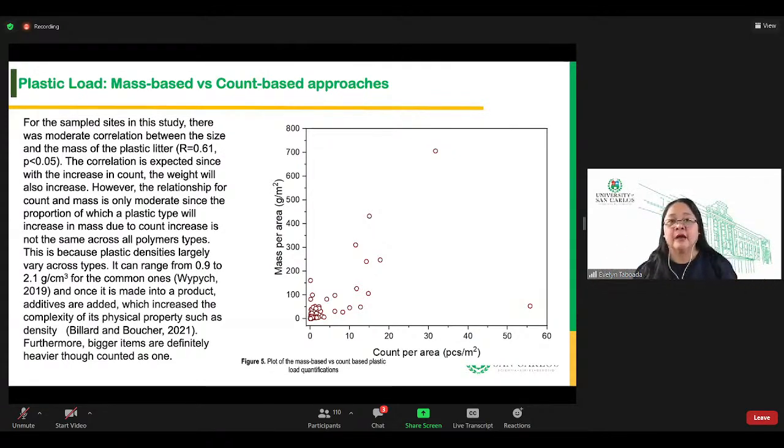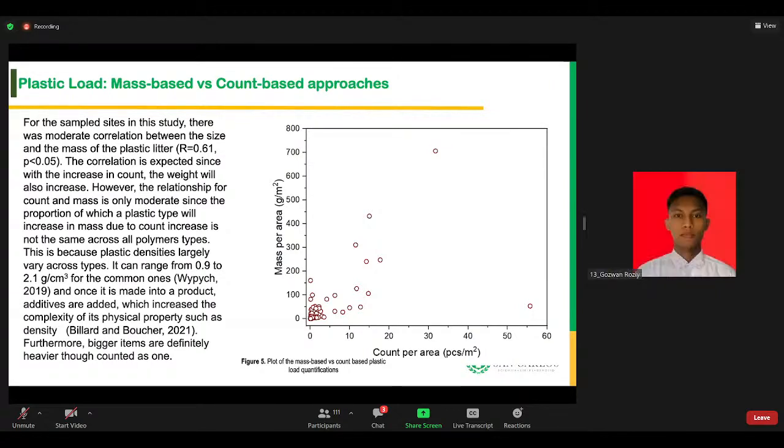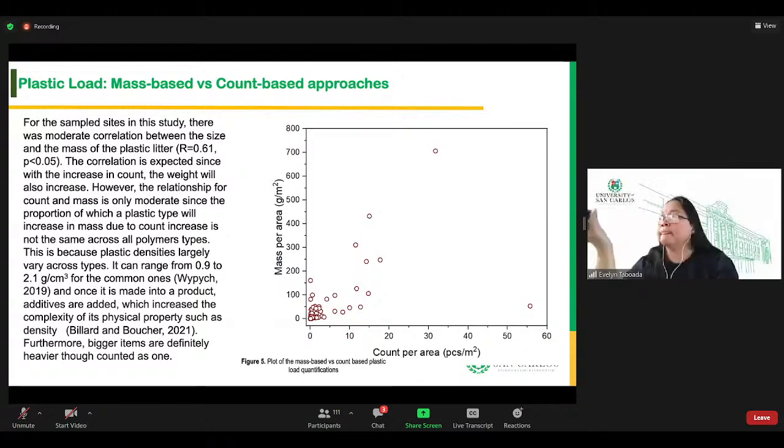Okay, now in terms of the relationship of the plastic loading, the mass base in terms of grams per unit area, or the count base in terms of the number of plastics per unit area, we can find a more or less moderate correlation here. Because the mass of course corresponds to the count. So the more plastics you can see, we also expect a higher weight of these plastics. However, this may change accordingly.